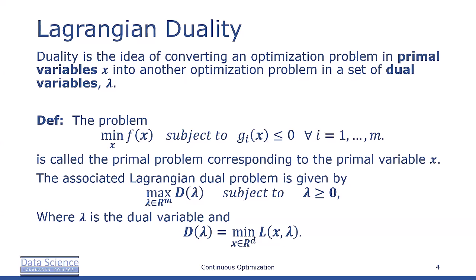The associated Lagrangian dual problem is given by maximizing d of lambda for all lambda in R^m, subject to lambda greater or equal to 0. Here, lambda is known as the dual variable, and d of lambda is the minimum over all x in R^d of L of x and lambda. Assuming that f and g are differentiable, we find the Lagrange dual problem by differentiating the Lagrangian with respect to x and setting the differential to 0, solving for the optimal value.